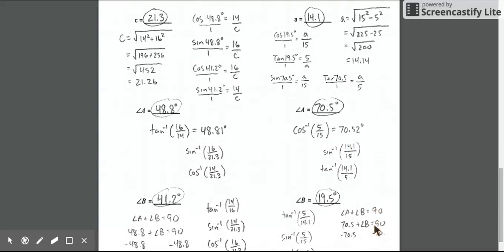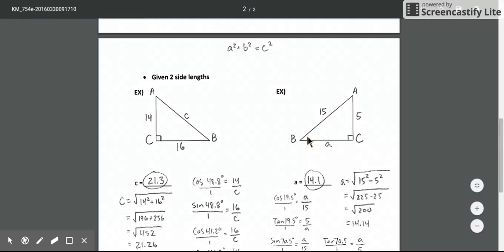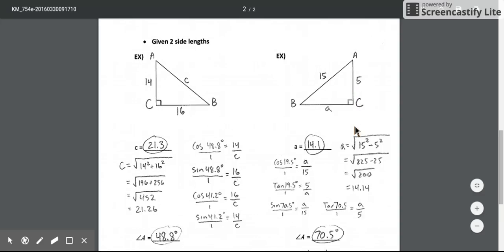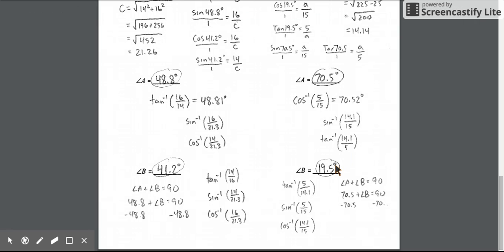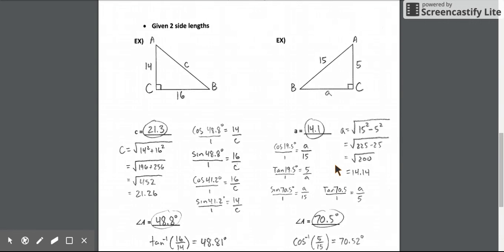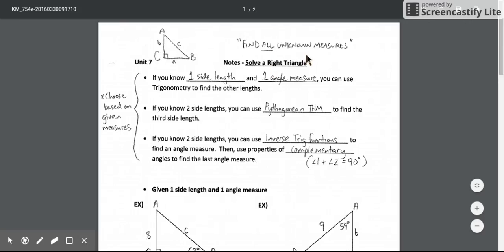Again, use the definition of complementary angles, 90 minus that to get angle B. Or we could use the information given. If we're sitting over here at angle B, we have the opposite and hypotenuse sides. So I could use the inverse of sine and 5 over 15 into my ratio, and I should get about 19.5 degrees. Again, double check and make sure you have complementary angles here that add up to 90. So lots of different ways to solve a right triangle. But solving a right triangle essentially means find all of your unknown measures.